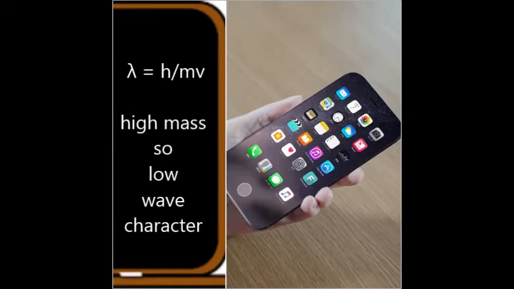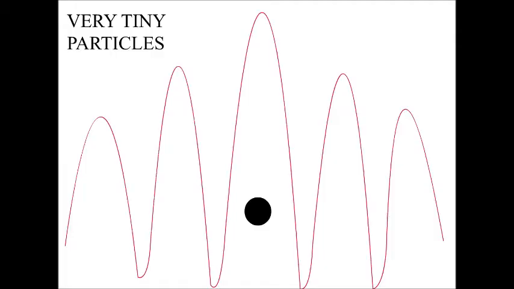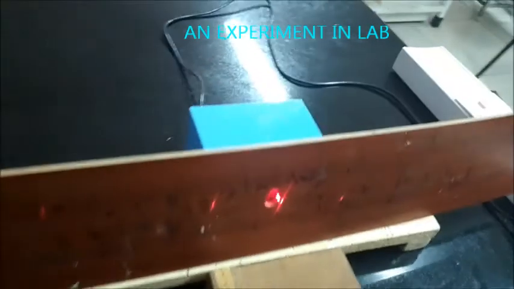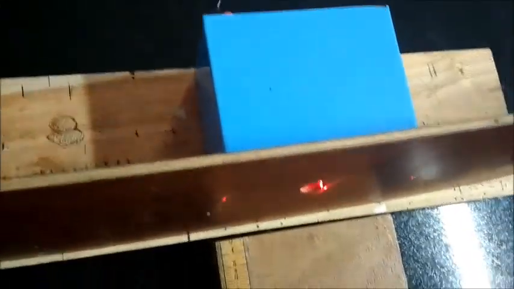But as the phone is big and has high mass, the wave character is low according to the equation. Very tiny particles have less mass and high wave character. They can be present at different points at the same time. Let us do an experiment with a laser and CD to prove that waves can be present at different points at the same time.